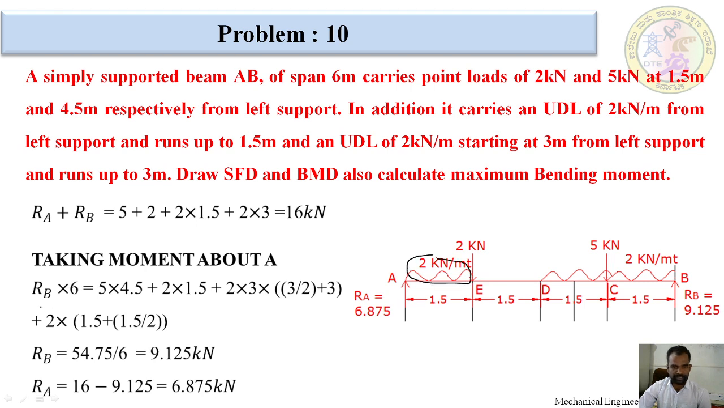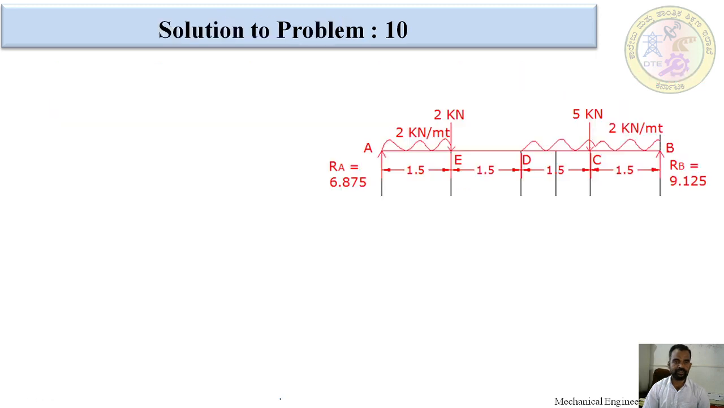2 into 1.5, this is the conversion to a point load. After that, half of the distance, from here to here is 1.5 divided by 2. By calculation we will get the RB value as 9.125 kN. If we put this value in this equation, we will get the RA value as 6.875 kN.